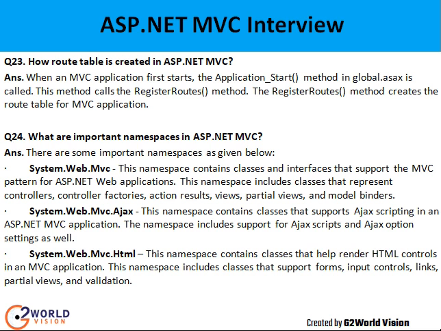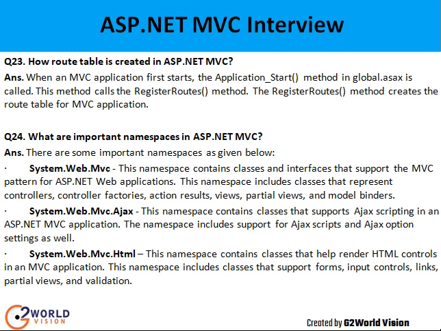Question number 24. What are the important namespaces in ASP.NET MVC? There are some important namespaces as given. System.Web.Mvc: this namespace contains classes and interfaces that support the MVC pattern for ASP.NET web applications. This namespace includes classes that represent controller factories, action results, views, partial views, and model binders.